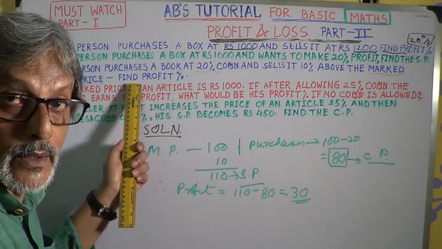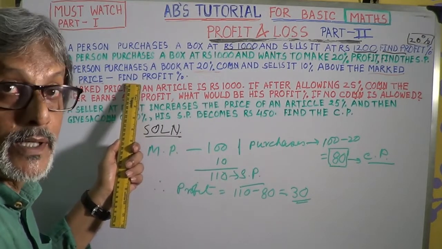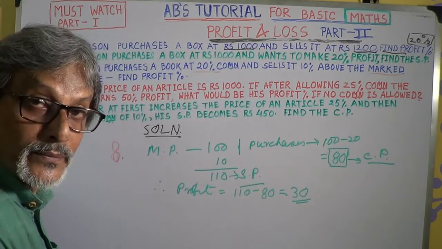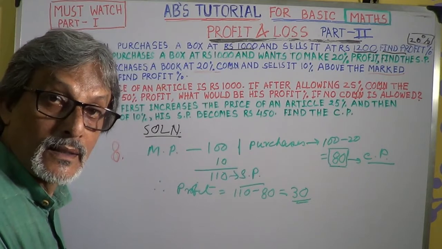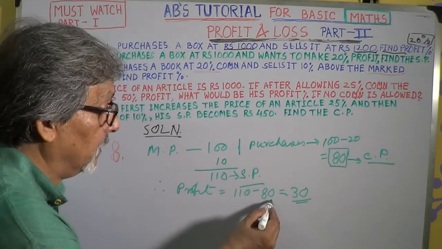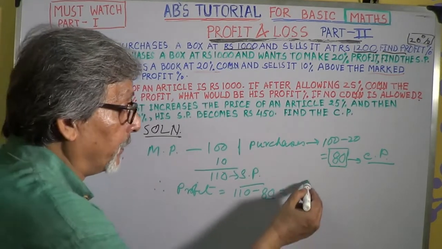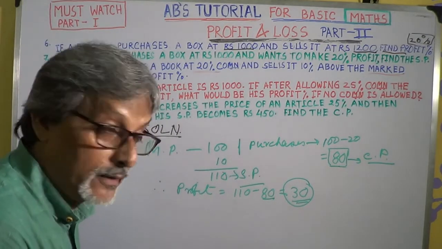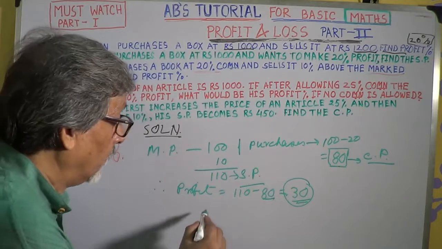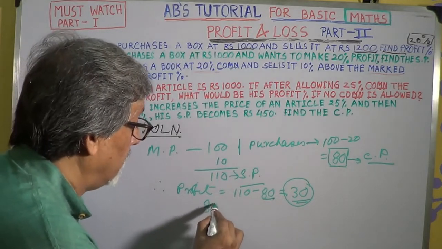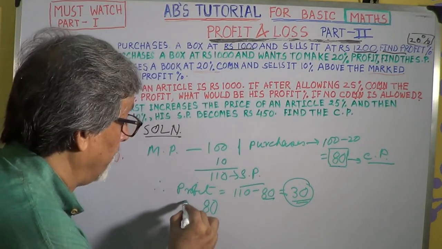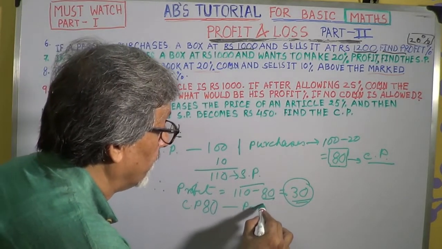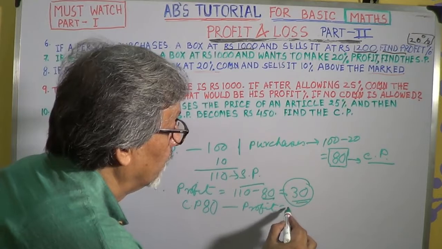We have to find out profit percent. So profit percent, this is CP, and this is our profit, and this is not out of 100, this is out of 80. So out of 80, this is CP, out of 80 he has made a profit of rupees 30.